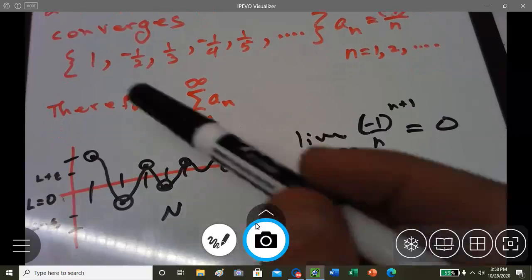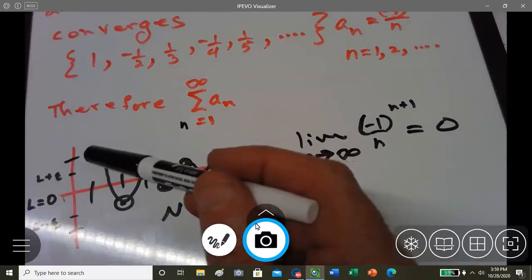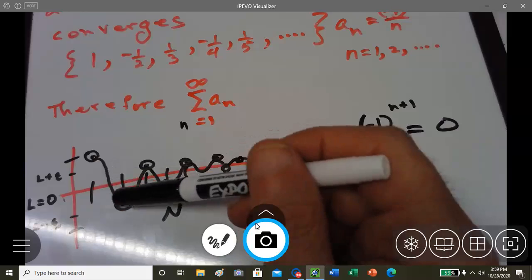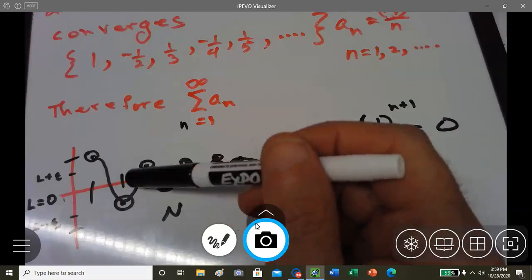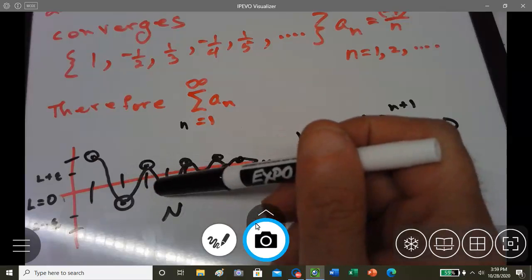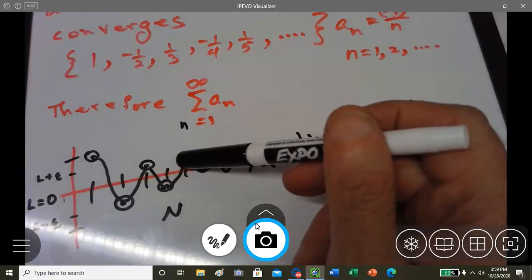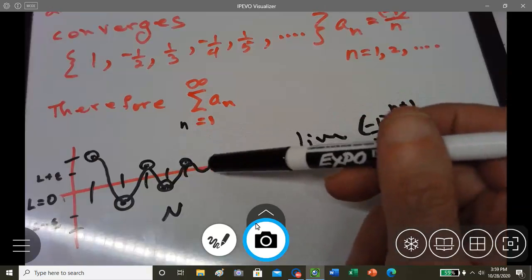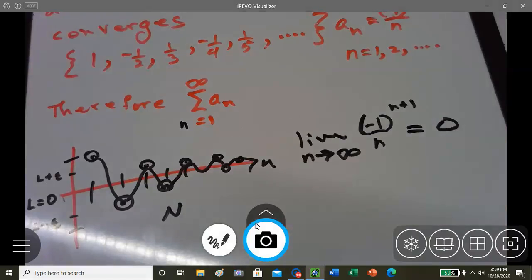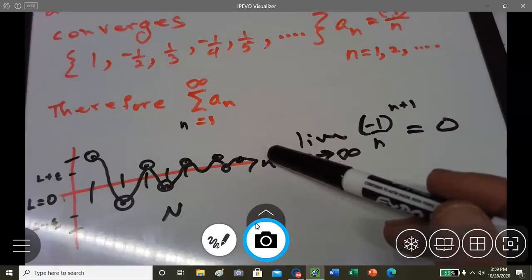So if we were to graph this, at 1, when n is 1, we have the value 1. And then at 2, the value is negative 1/2. And then at 3, the value is positive 1/3. At 4, the value is negative 1/4. At 5, positive 1/5, and so on. It keeps going and going. So it's converging to a limit.